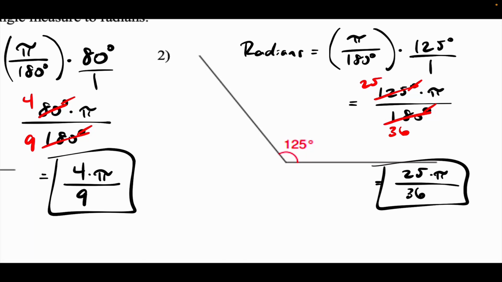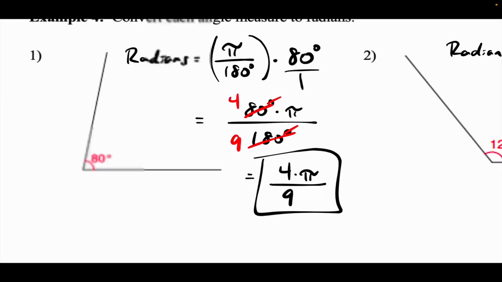25 pi over 36 and 125 degrees are exactly the same thing. 4 pi over 9 is the same thing as 80 degrees. They're exactly the same thing. Okay. All right, let's go to the next one.